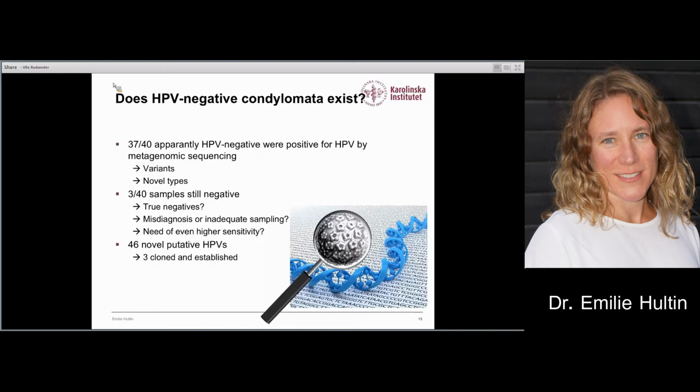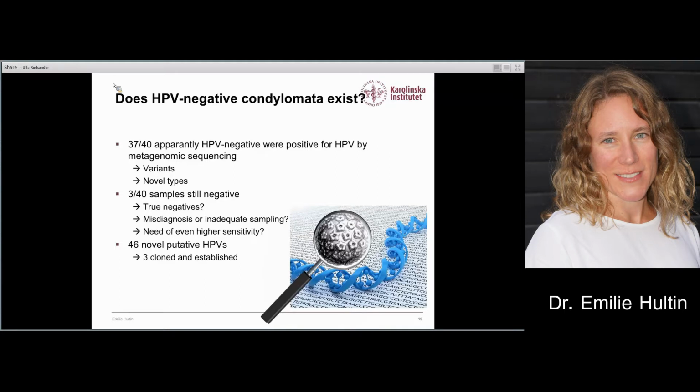However, an explanation could be that these samples contain variants of known HPV types, variants that have mutations within primer regions. Another explanation could be that these samples also contain a lot of novel HPV types that are not detectable by the other PCR-based methods that were used.